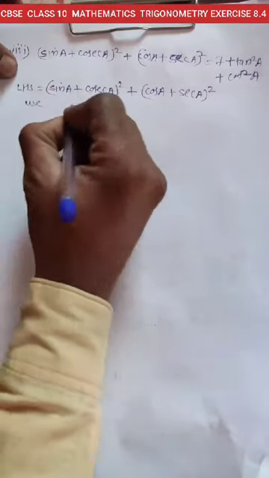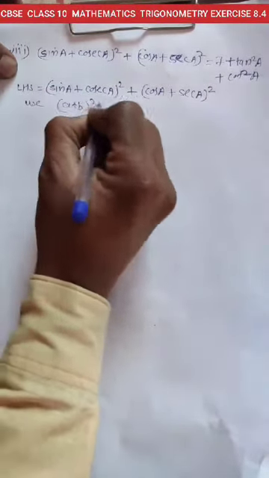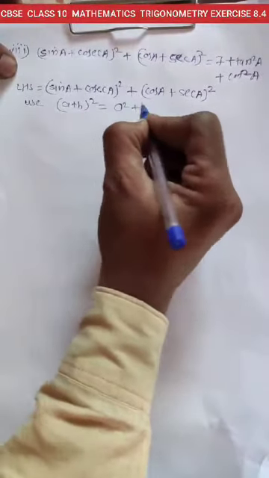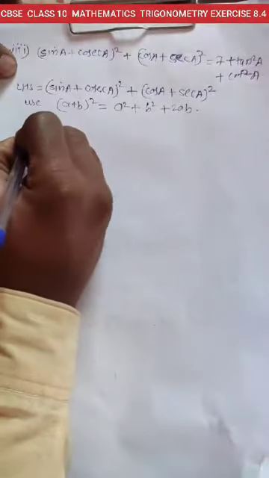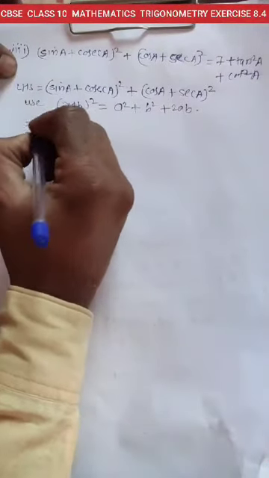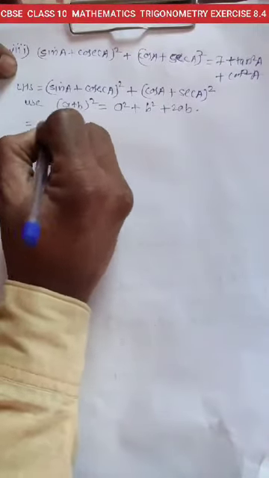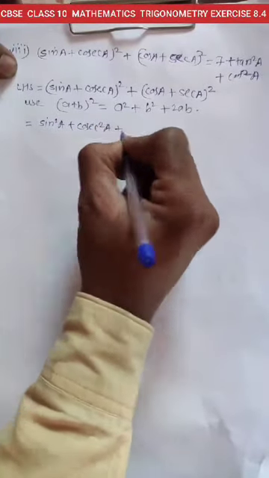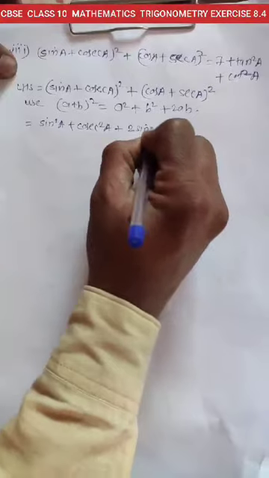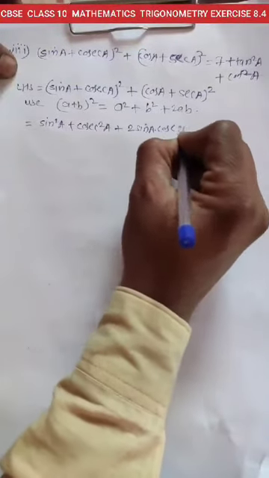Here we use the formulation (a + b)² = a² + b² + 2ab. So in this step, simply write down sin²A + cosec²A + 2 sin A into cosec A.